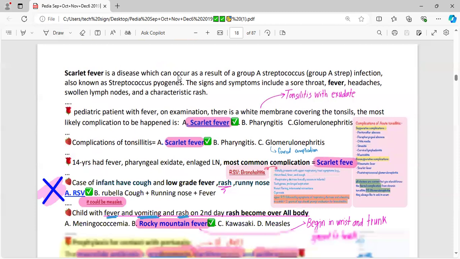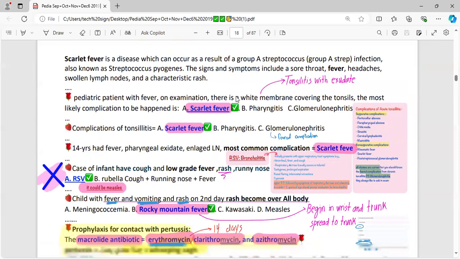Again, explanation. It is a disease that occurs as a complication of the group A streptococcal infection. The signs and symptoms include pain in the throat, fever, headache, swollen lymph nodes, and the characteristic rash.